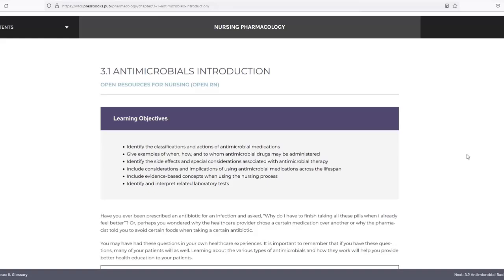Have you ever been prescribed an antibiotic for an infection and asked, why do I have to finish taking all these pills when I already feel better? Or perhaps you wondered why the healthcare provider chose a certain medication over another, or why the pharmacist told you to avoid certain foods when taking a certain antibiotic. You may have had these questions in your own healthcare experiences. It is important to remember that if you have these questions, many of your patients will as well. Learning about the various types of antimicrobials and how they work will help you provide better health education to your patients.